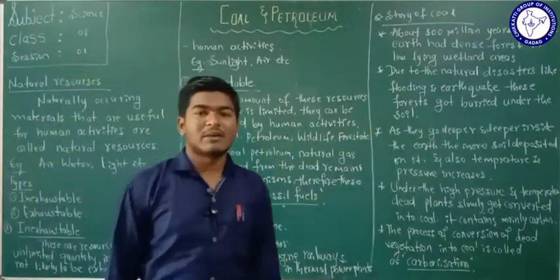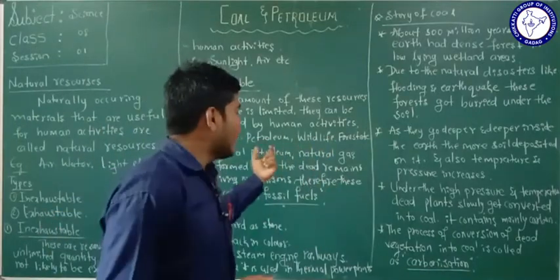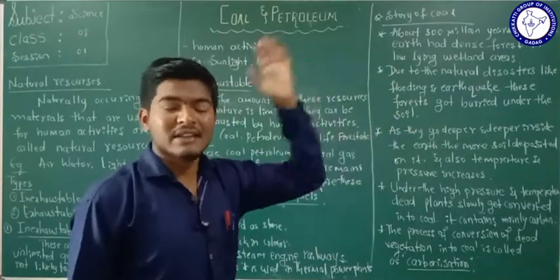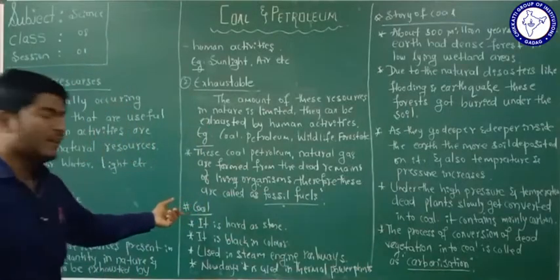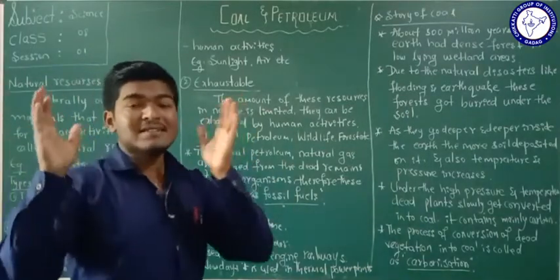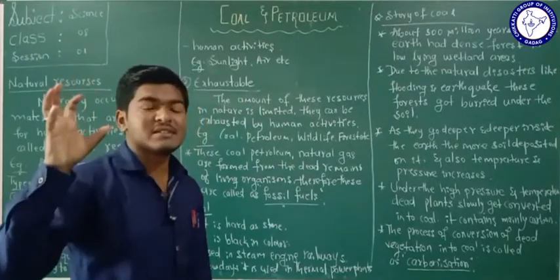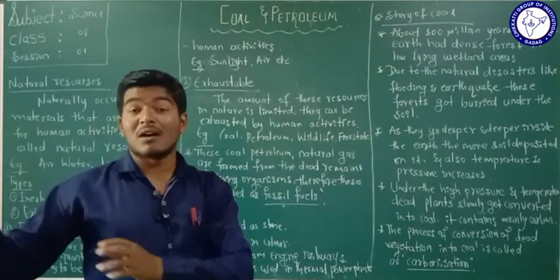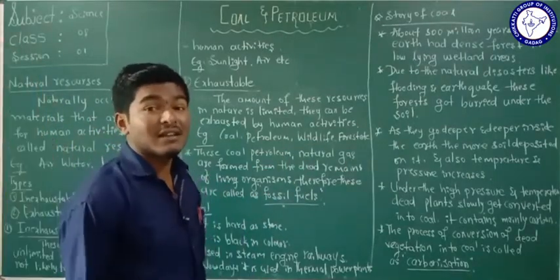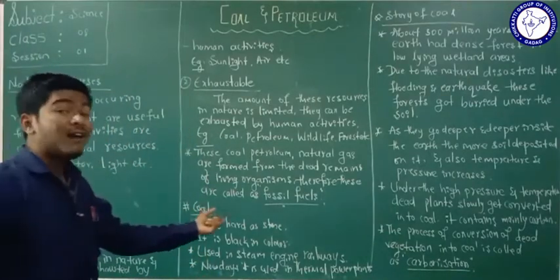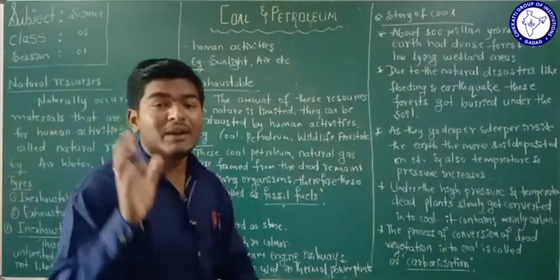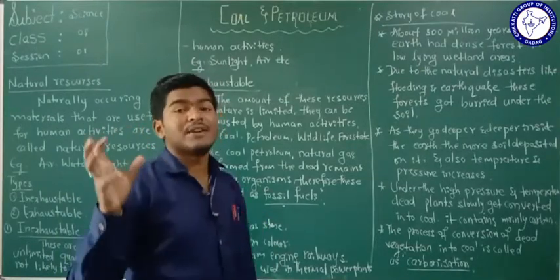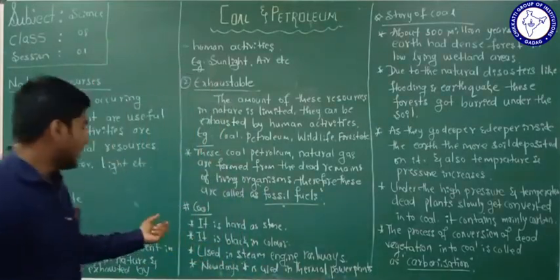One question arises in your mind: how do the dead remains of living organisms get converted into coal, petroleum and natural gas? That will be studied now. So now I am considering coal. Imagine coal is just like the charcoal present in your home, but it is much stronger than charcoal. It is as hard as a stone, whereas charcoal is very soft and we can break it by hand. Coal is strong as a stone, and it is black in color.